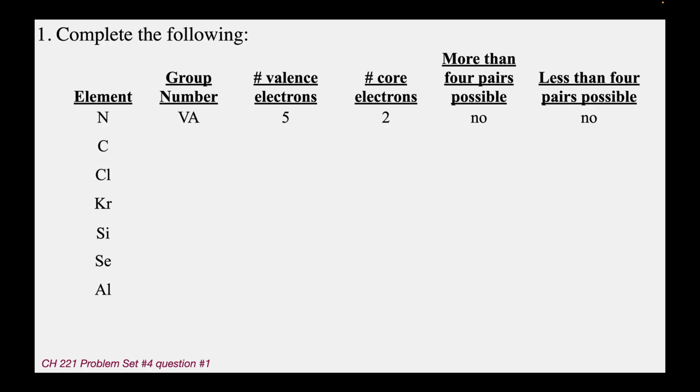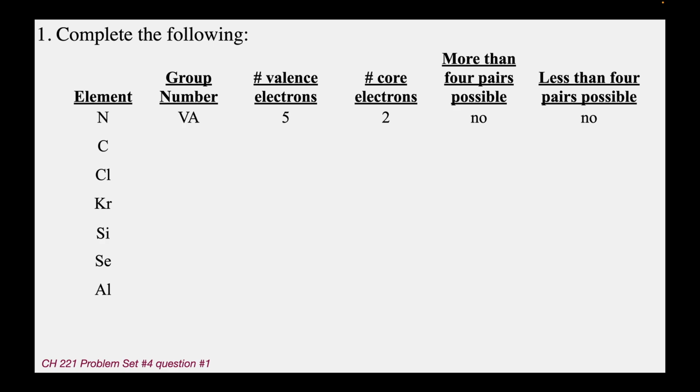And if it's in the 2nd period or 1st period, you need to put no. Those elements will not make more than 4 pairs. All right. Nitrogen will always have 4 pairs. And then the last column there, less than 4 pairs possible, that's only possible for a few elements, mostly on the left side of the periodic table.